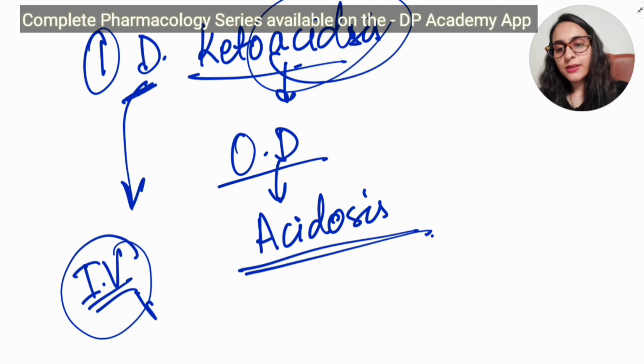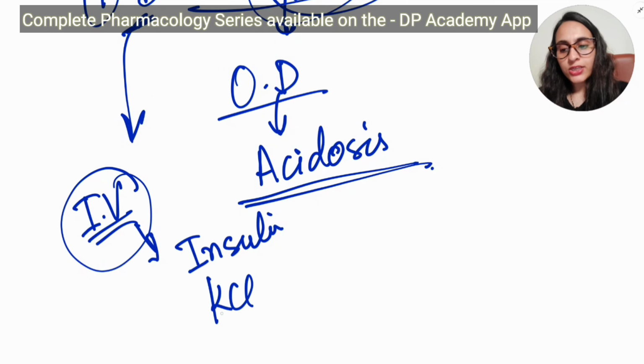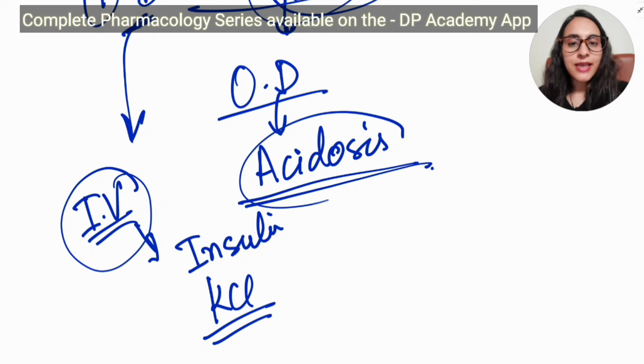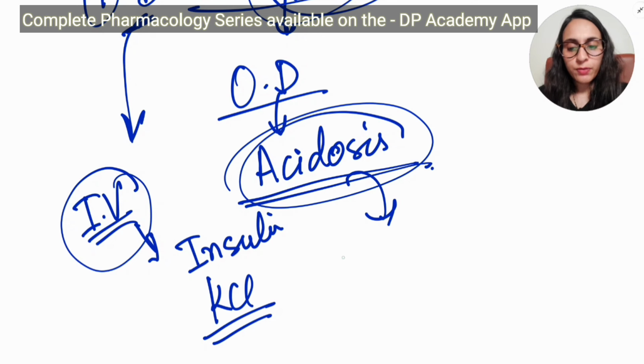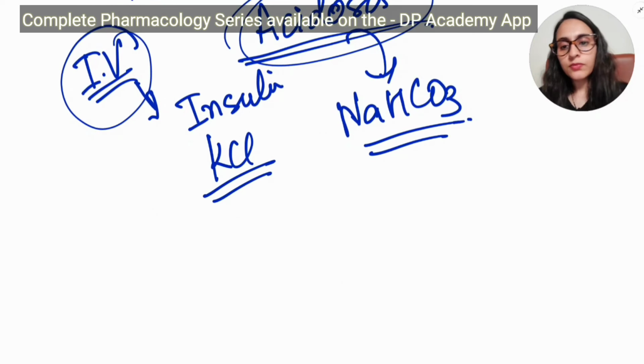Also you give IV fluids, so fluids along with the insulin. And if the patient is having hypokalemia, you give potassium chloride. And to manage this acidosis component, you give bicarb to the patient, so sodium bicarbonate. Also, you can give antibiotics SOS.